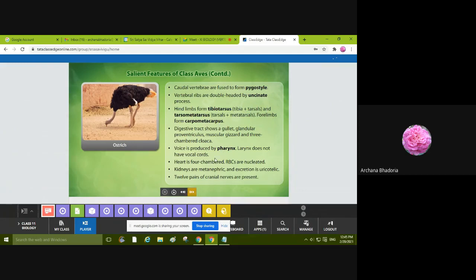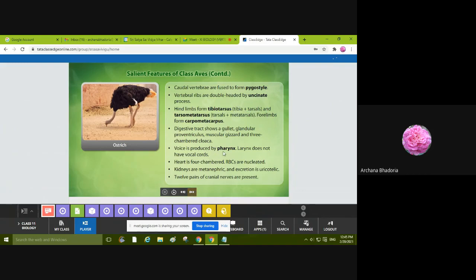Now the digestive tract shows a gullet, glandular proventriculus, and muscular gizzard. The gizzard is very important, children, in the alimentary canal of birds. This is the part where they store the food after feeding, in the gizzard, and churning takes place in the gizzard. That is, mastication will take place there. And they have a three-chambered cloaca.